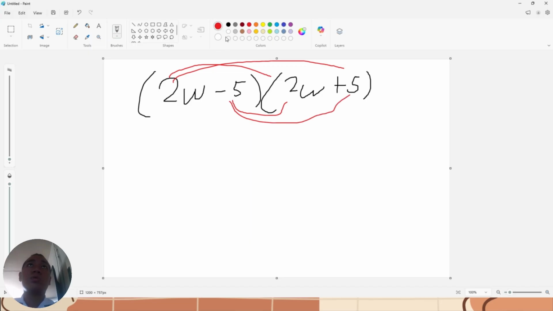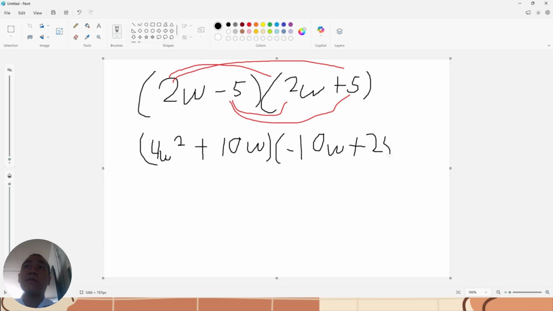2w times 2w, which is 4w squared. 2w times 5, which is positive 10w. Here, negative 5 times 2w is negative 10w. Negative 5 times 5 is positive 25. 5 times 5 is 25.